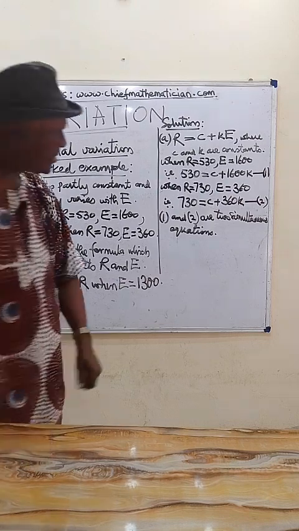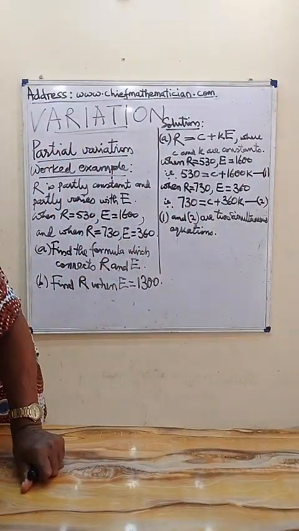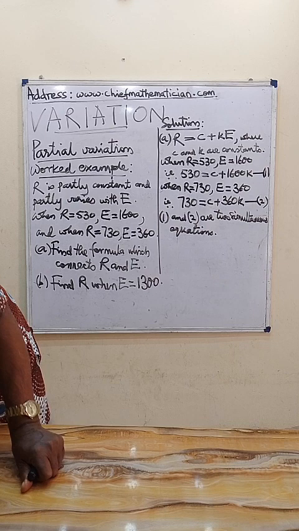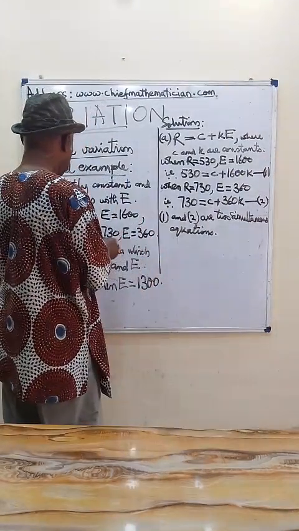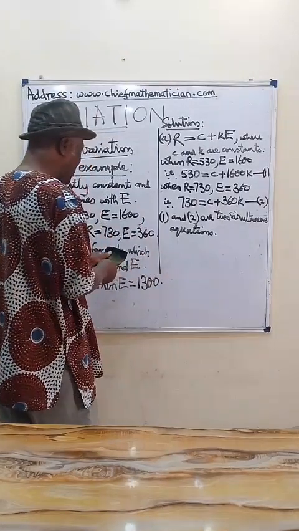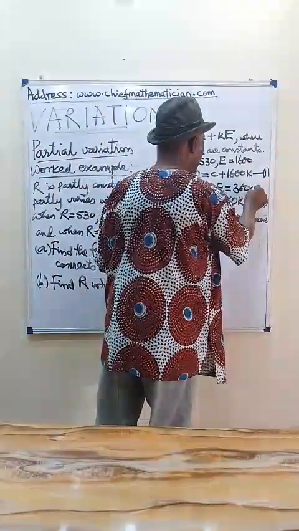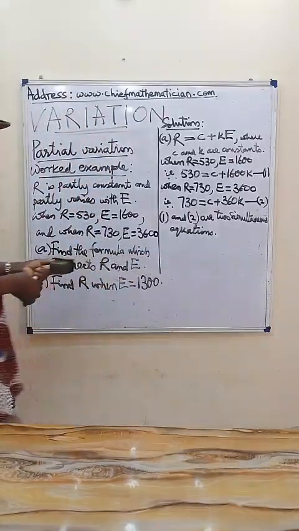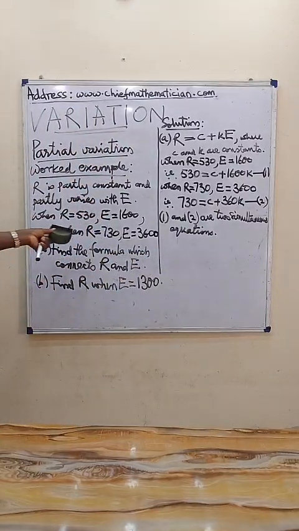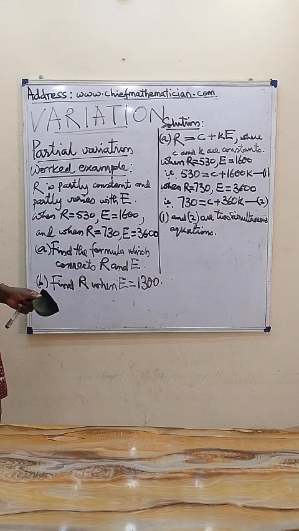Okay, sorry, there's a mistake somewhere here. This is 3600, please. This is 3600. Please take note. It's a serious mistake. When R is 730, E is 3600. And so what happens now?